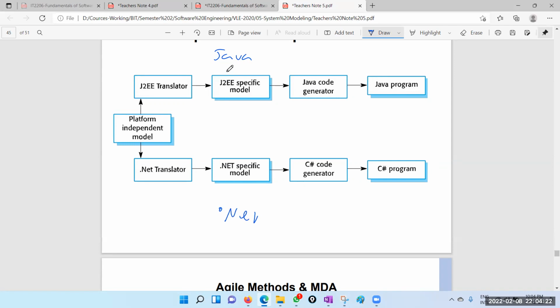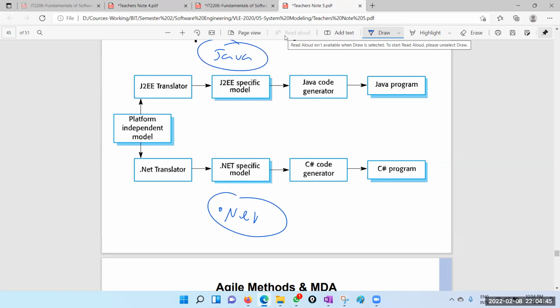So on the Java side, we have Java Enterprise Edition translators, Java Enterprise Edition specific models, Java code generators, and the final program. Similarly, the .NET translators, .NET specific models, C# code generators, and C# program. So Java and .NET are the two major software programming platforms for enterprise development. In enterprise level software development, enterprise level means we use components. We expose them through web services and other remote method calls, etc.